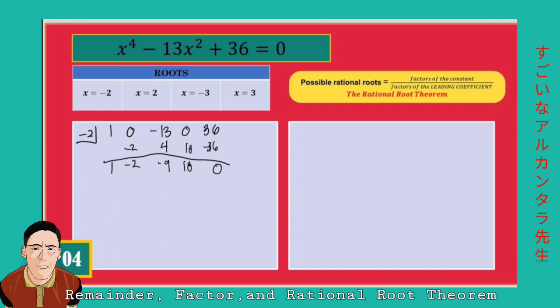So let's try 2 naman. Let's try 2 instead. So let's say 2. 1, negative 2, negative 9, negative 18. Bring down 1, 2, 0, 0.